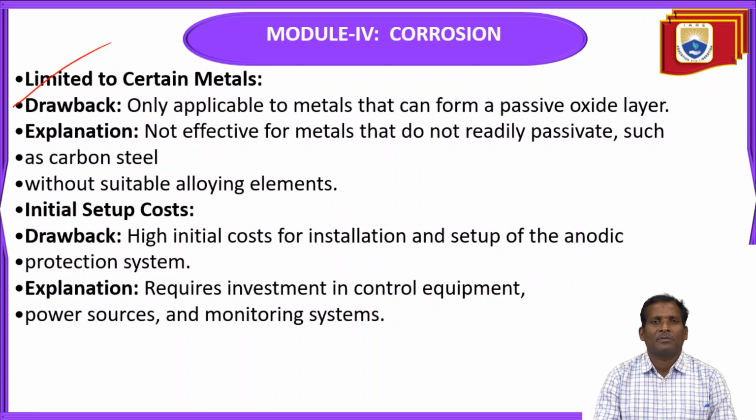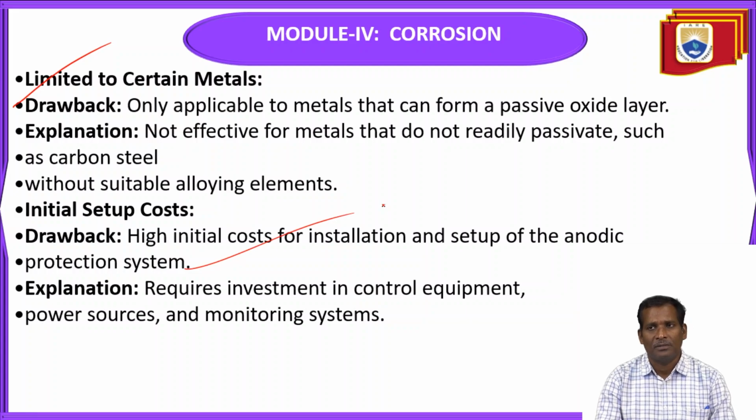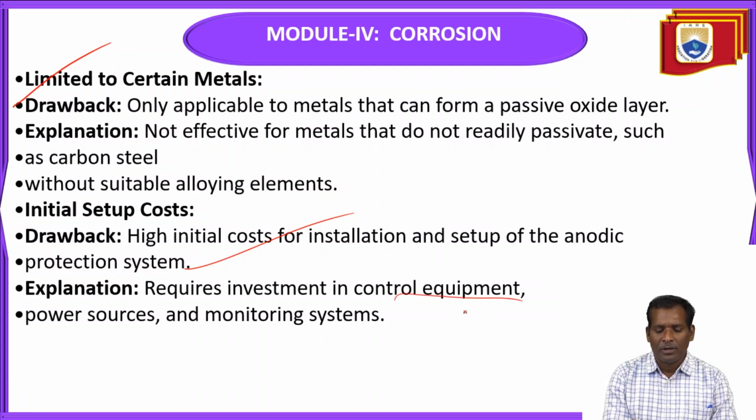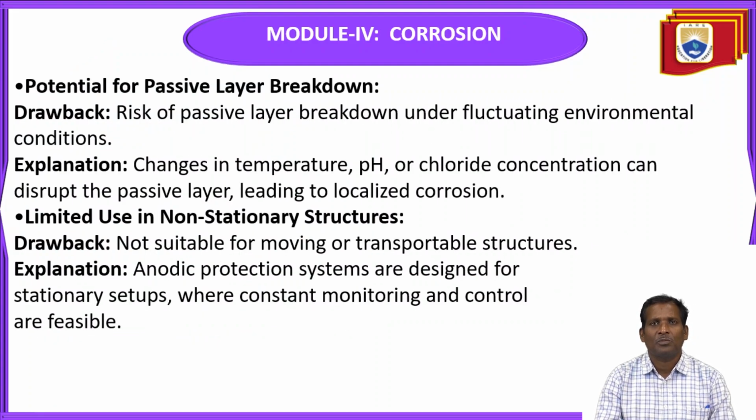Next, initial setup cost. High initial setup cost: the installation and setup of the anodic protection system is very costly. It requires investment in control equipment, power sources and monitoring systems. So potential for passive layer breakdown. Risk of passive layer breakdown under fluctuating environmental conditions.